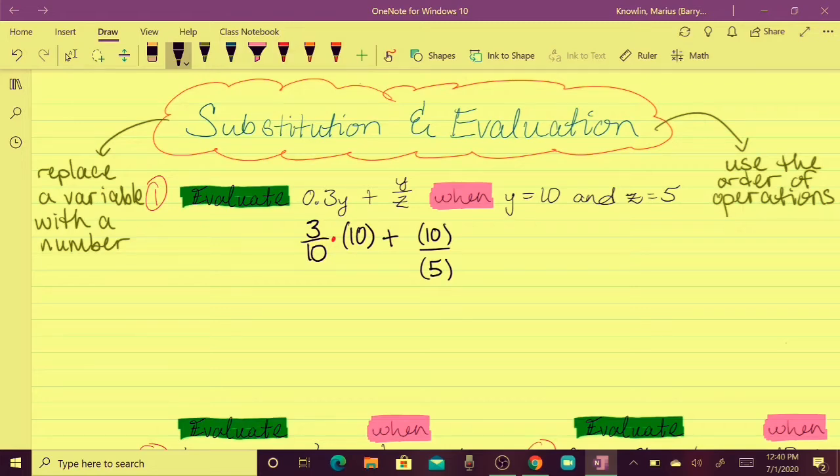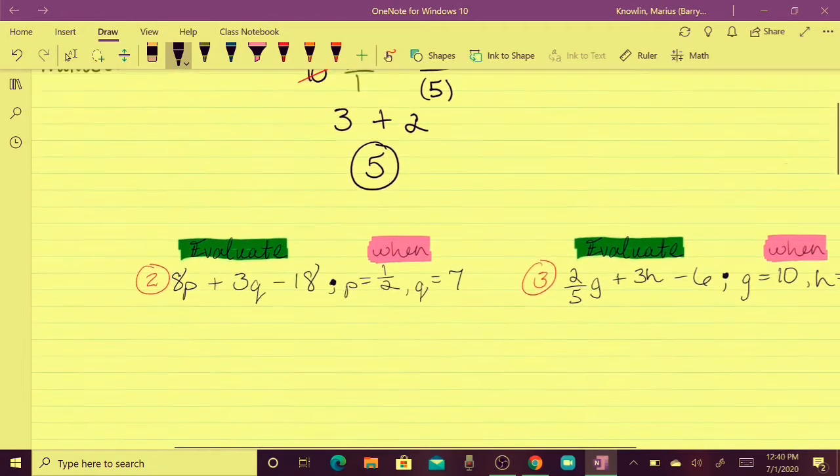And now I can go ahead and evaluate my expression. I wrote that as a fraction, but essentially I know that those 10s cancel out. So that's going to give us 3 plus 10 divided by 5 is 2. And 3 plus 2 is 5. And as you see, when you do your work, you work vertically. You work left to right, and then you work top to bottom. Okay? All right, let's go ahead and move on to number 2.